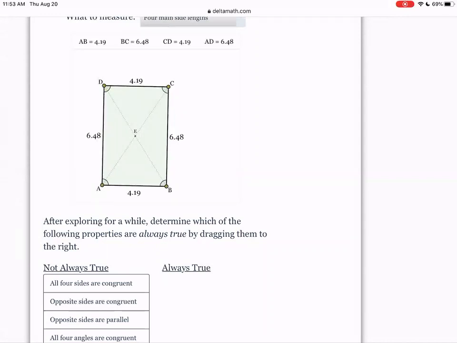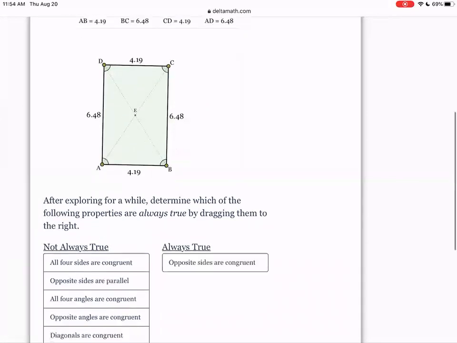Are the top and bottom congruent? Yes. Are the left and right congruent? Yes. Good. So opposite sides are congruent. I'm going to take this little bit and drag it over to the always true portion.